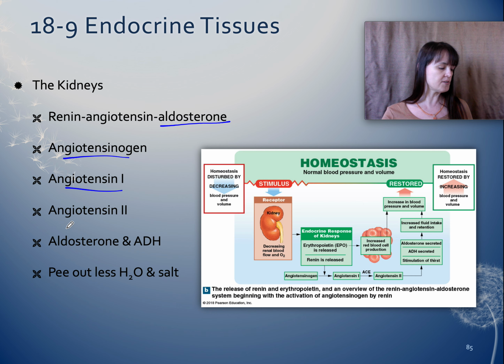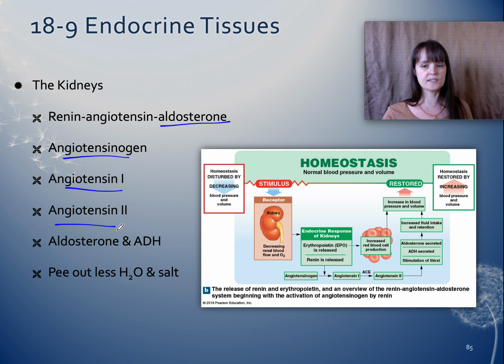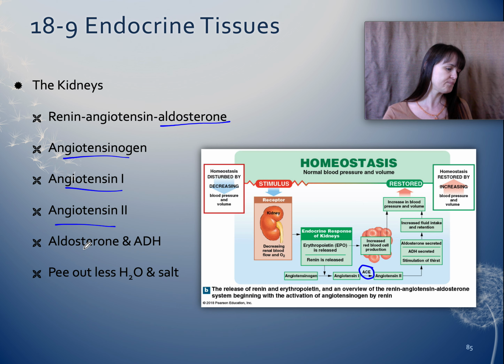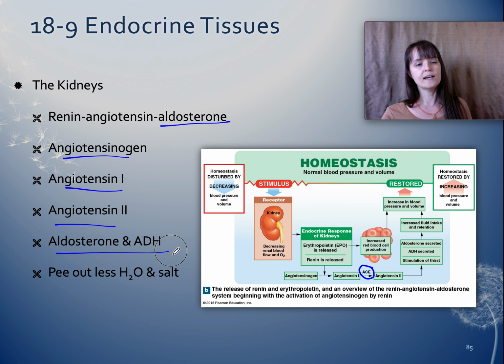And the lungs convert angiotensin 1 to angiotensin 2 with ACE, angiotensin converting enzyme, which we will talk about again during respiratory. Angiotensin 2 increases thirst and blood pressure while stimulating the secretion of aldosterone and ADH.